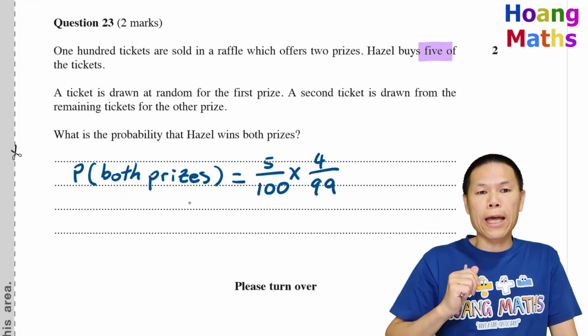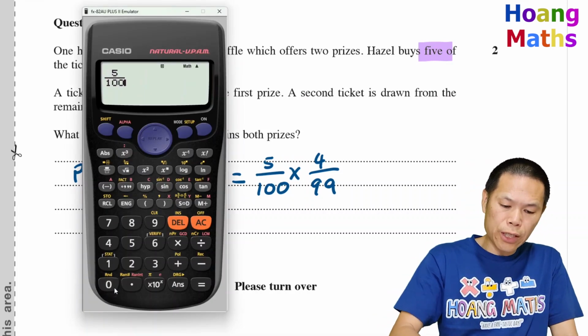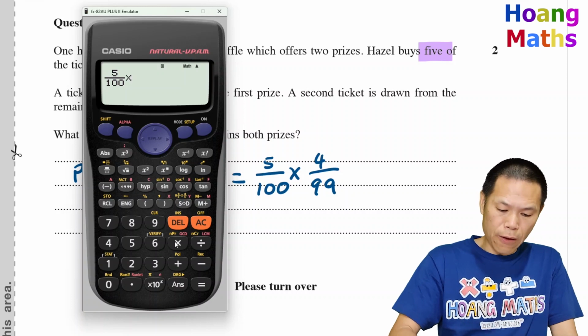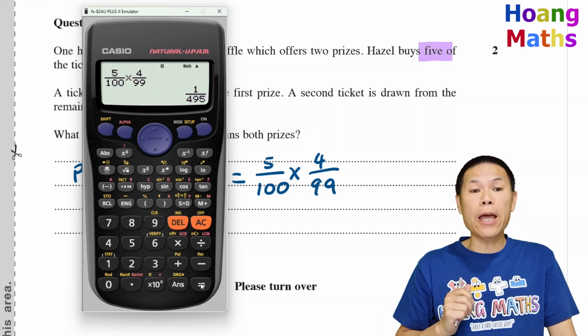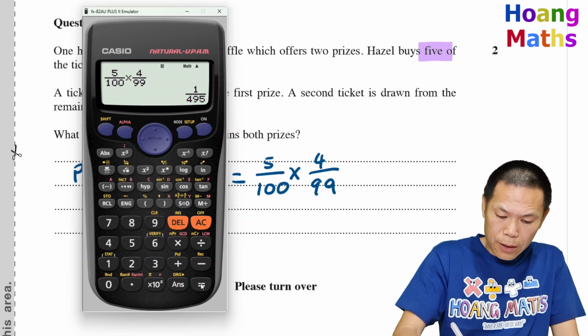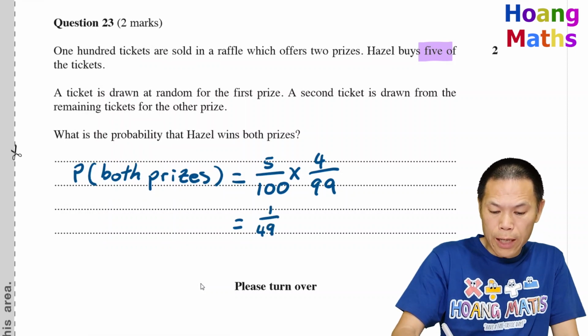So we just put it on a calculator. I go 5 over 100, and then we times 4 over 99. So there you go, 1 over 495. So the probability is 1 over 495.